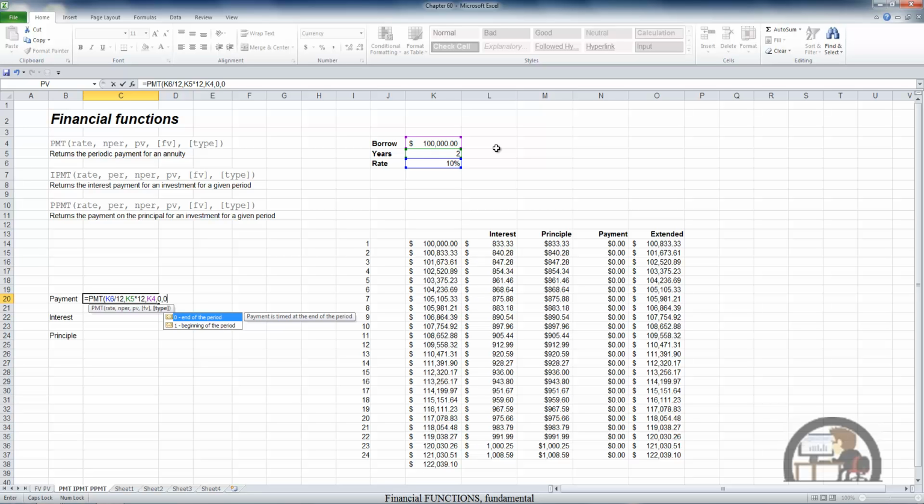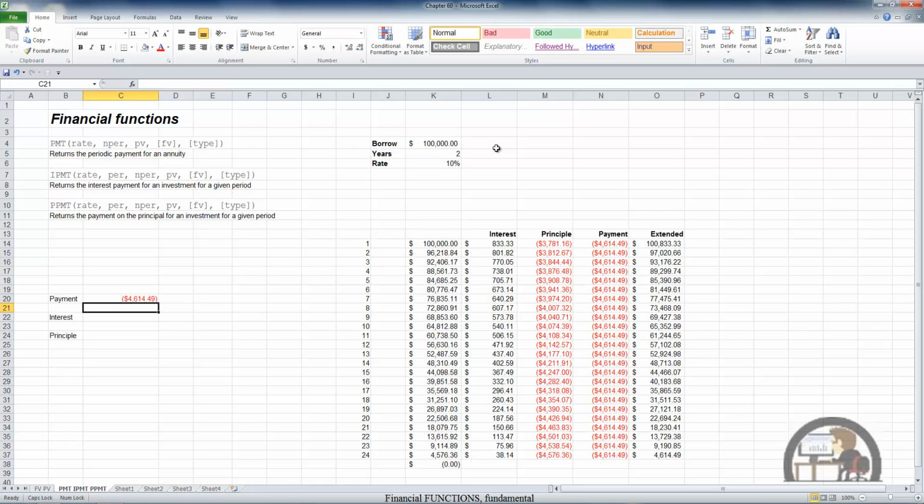I'm going to make it at the end of the period since that's the way I've built my calculation. Enter, and the payment function determines that the payment would be $4,614.49, which gets pulled into column N, and my schedule gets filled out so that at the beginning of this 24-month period, I have $100,000 that I borrowed.